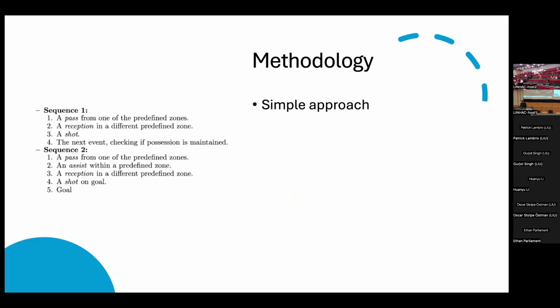The methodology of this is a very simple approach. It's just an algorithm that goes through the data and identifies sequences that start with a pass in one of the zones and then has a reception in one of the others that is followed by a shot.